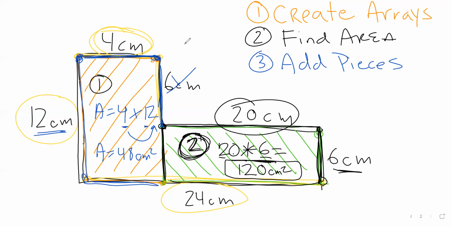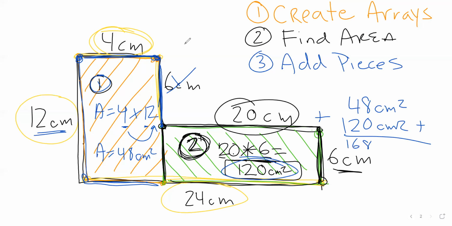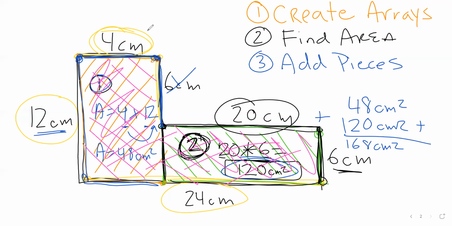So if I take the area of rectangle 1, which was 48 centimeters squared, and I add that to the 120 centimeters squared that was rectangle number 2, I'm going to get 168 centimeters squared. And that would actually then be the area of this entire thing that I will now oddly shade in pink. So this whole thing, these 2 abnormal shapes that I actually found arrays in and other rectangles, gets me 168 centimeters squared. Wow. Okay, that's pretty cool.